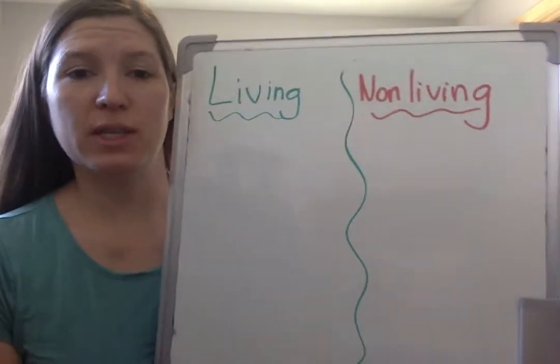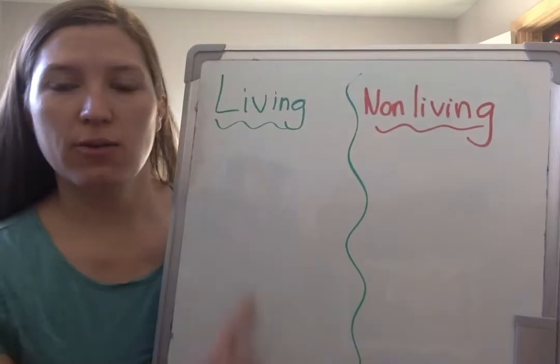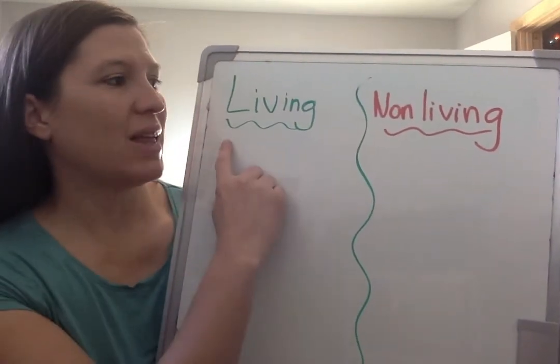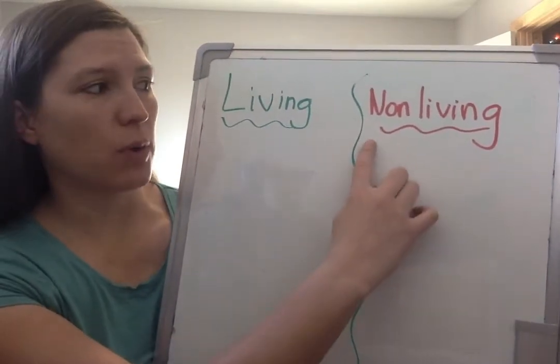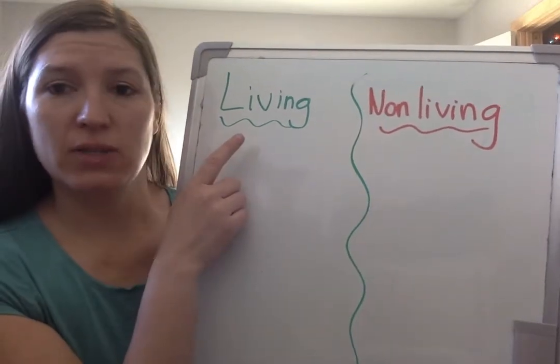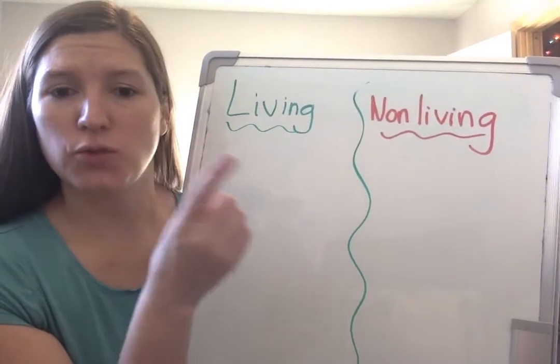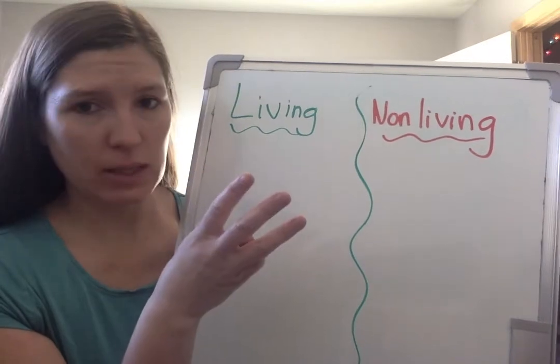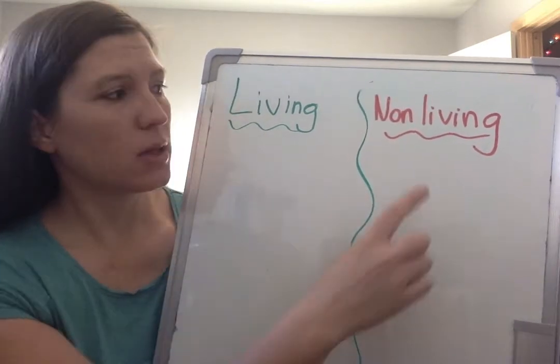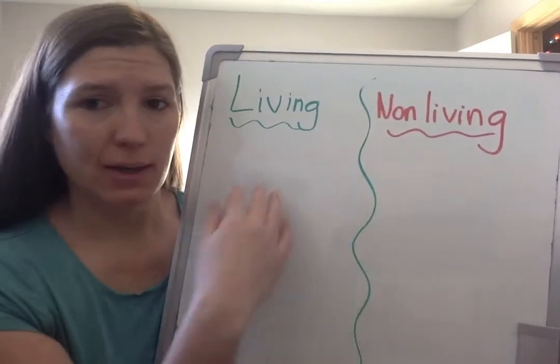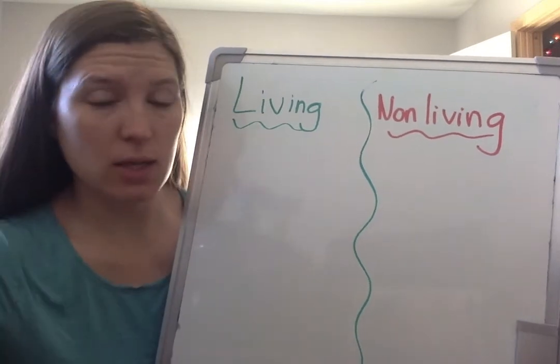I have a couple different examples. So on this side of my board, I have living. On this side, I wrote non-living. If it's a living thing, it needs food, water, place to live, and air. If it's non-living, it doesn't need anything. It doesn't need anything to survive.